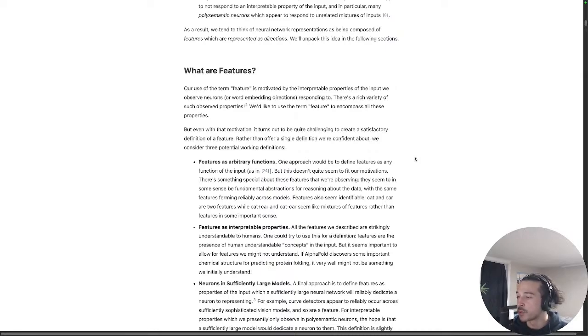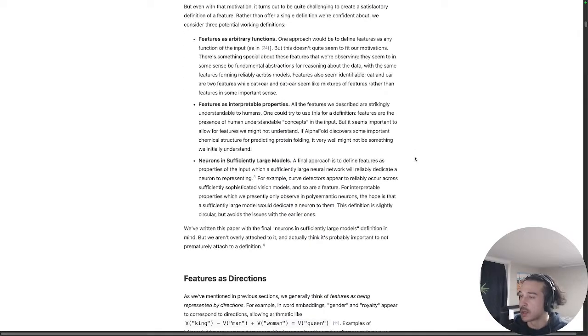Features as interpretable properties. All the features we described are strikingly understandable to humans. One could try to use this for a definition: features are the presence of human understandable concepts in the input. But it seems important to allow for features we might not understand. If AlphaFold discovers some important chemical structure for predicting protein folding, it very well might not be something we initially understand.